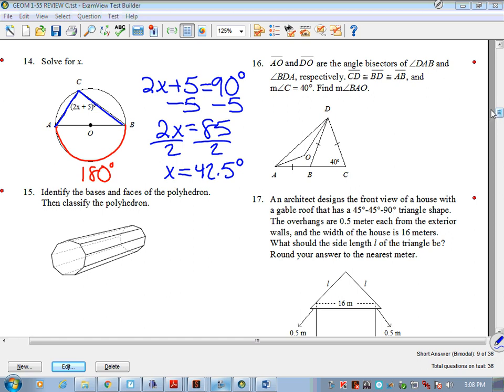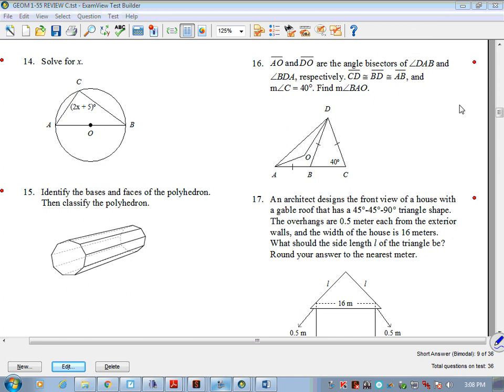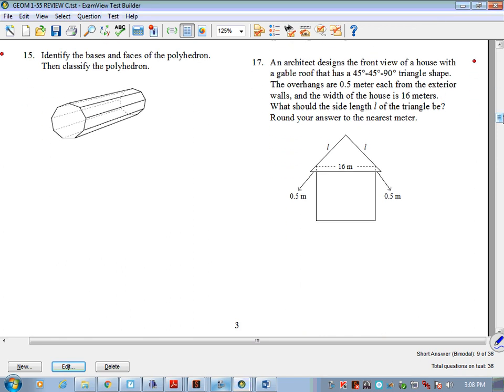All right. Number 15, talking about three-dimensional solids. You could look at this and see quite a bit about it. Identify the bases. The bases of a prism are the parallel sides. So in this case, it really comes down to counting the number of sides that it has. If I'm not wrong, this is a nonagon. It has 9 sides as I count around it. Identify the bases and faces of the polyhedron. So it's actually a nonagonal prism.